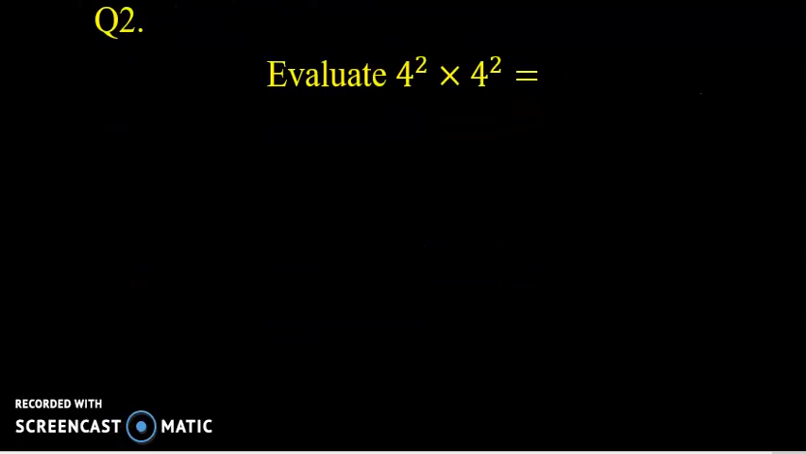Question number 2 is evaluate. So it's the same question as number 1. The only difference is to evaluate, to find the value of 4 to power 2 times 4 to power 2. So that is what we're going to do. So first let's simplify, and that will be 4 to power 4. That is 4 to power 2 plus 2. And then to find the value of that, we multiply the base by itself 4 times. So 4 times 4 times 4 times 4.